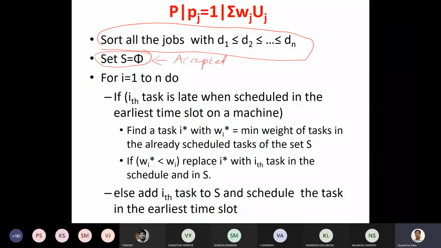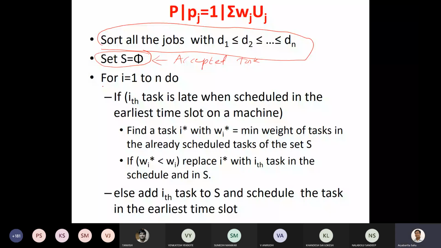So tasks are sorted based on the deadline. Initially we'll take the lower deadline tasks, for i equal to 1 to n. So we'll take one by one all the tasks based on deadline. And what we'll try to do: if the higher task is late, we schedule it in the earliest time slot on the machines.